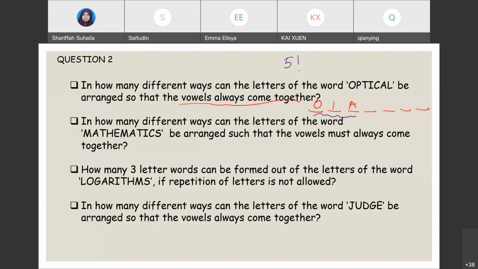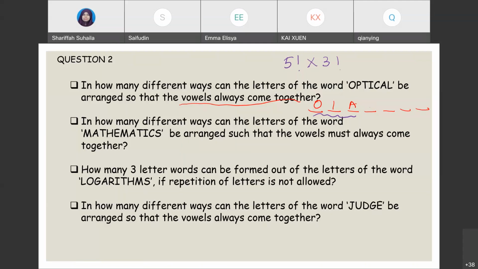But the word OIA, you can arrange either O first, I first, or A first. So we have 3 different ways to arrange OIA. So the answer should be 5 factorial times 3 factorial in this case. So what did you get, Nukman? 720. Yeah, so you get the same answer.